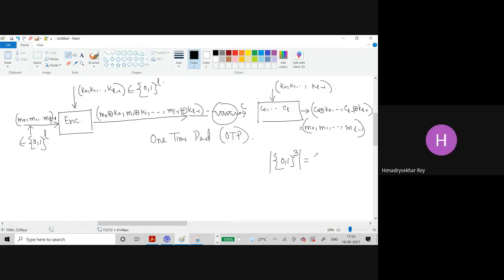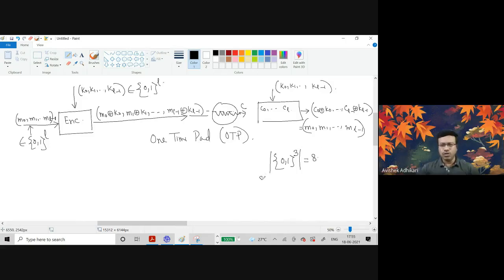Sir, 8 elements. So it should look like {0,1} cross {0,1} cross {0,1}, right? So how many elements are there? 2. So how many elements? For example, say 0, 0, 0 is an element, you take 0 from here, 0 from here, 0 from here. Similarly, 0, 1, 0, you take 0 from here, 1 from here, 0 from here.